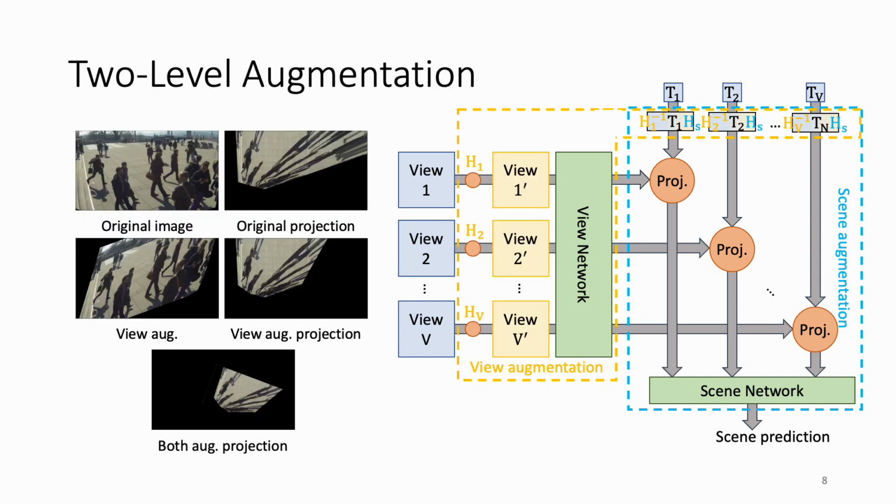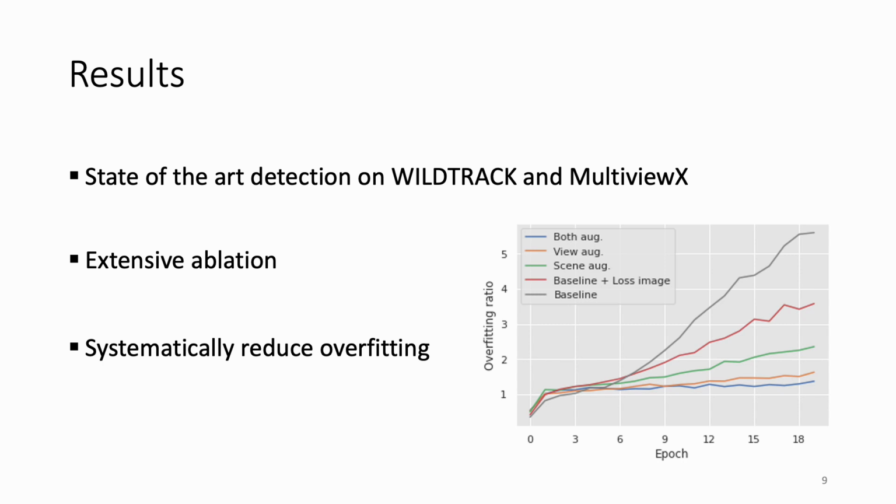Now, by combining both types of augmentation, we can reduce overfitting in the view network and in the scene network. On the left side, we visualize both types of augmentation. With our simple two-level data augmentation pipeline, we were able to obtain state-of-the-art multi-view detection results on WILDTRACK and MultiviewX by systematically reducing overfitting.